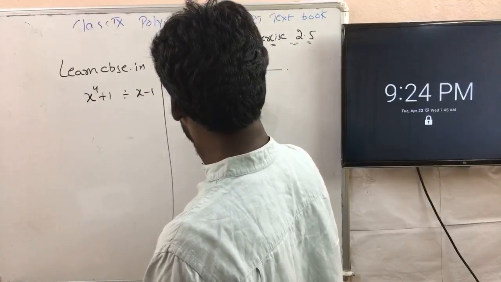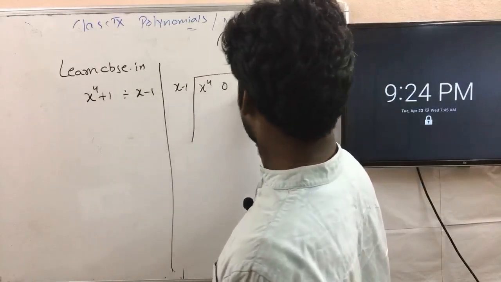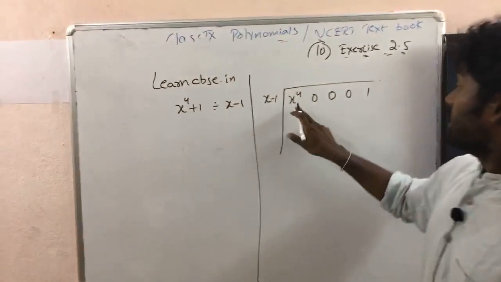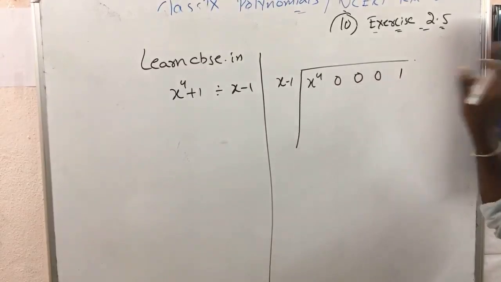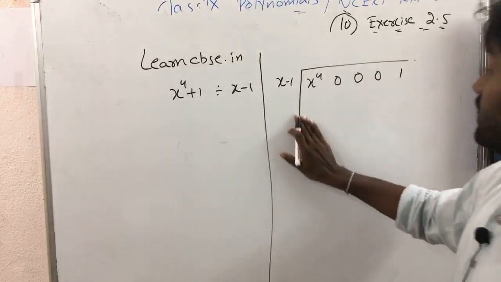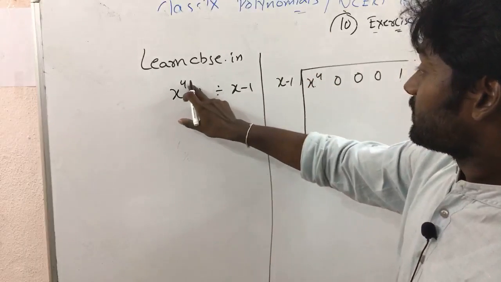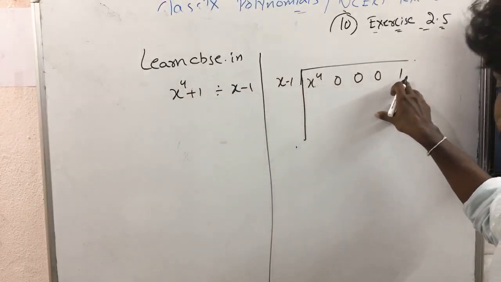There is no cube term, write 0. There is no square term, write 0. There is no x term, write one more 0. And directly the constant term. So x power 4, 0 x cube, 0 x square, 0 x, and plus 1. Now it is very easy to understand. When some terms are skipped, it is better to write the zeros to understand easily.